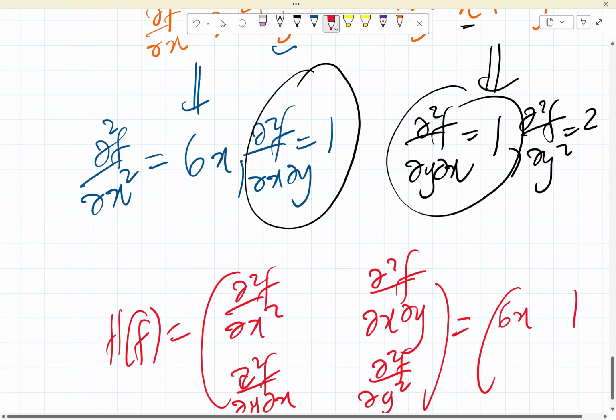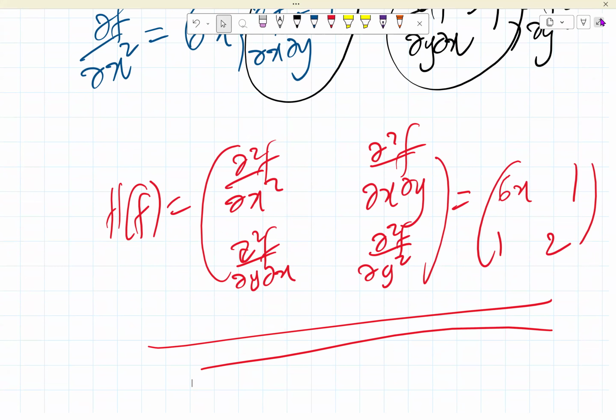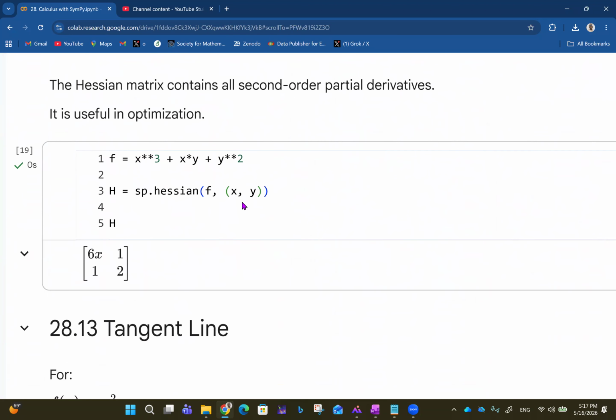Partial f partial y, that's 1 here, and this is 1 here, and this is 2 from what we've got. So this is your Hessian matrix like that, the matrix of all second derivatives. All these are used in optimization, right? The Hessian matrix contains all second order partial derivatives. It is useful in optimization.